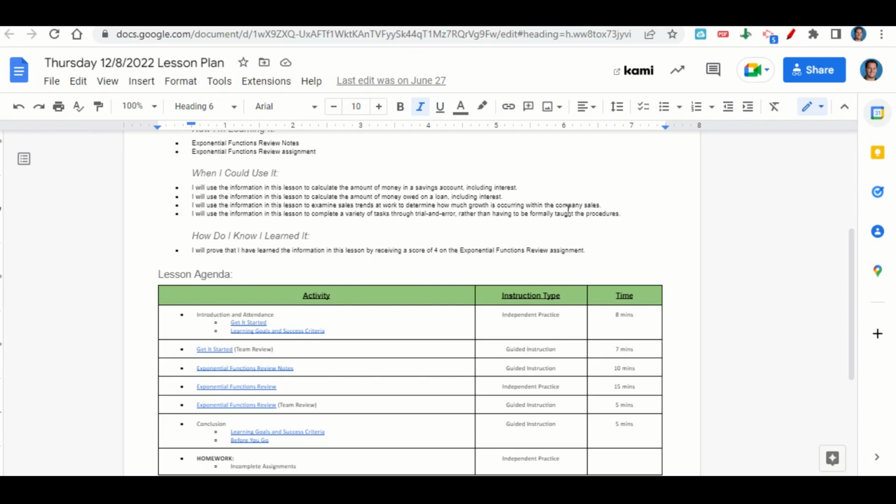After that, we'll go over the exponential functions review notes, and then I'll give you time to complete the exponential functions review assignment. Once you've completed the assignment, we'll go over it together and answer any questions that you may have. At the end of class, we'll go back over our learning goals and success criteria while you fill out your Before You Go. Your only homework for tonight is to work on any incomplete assignments that you may have.